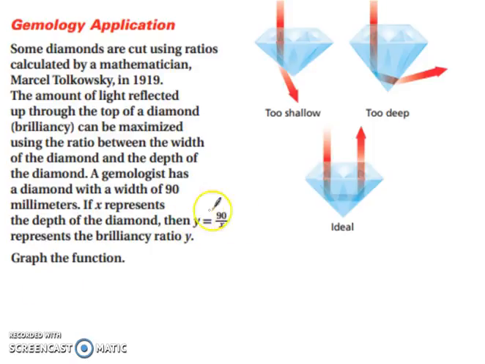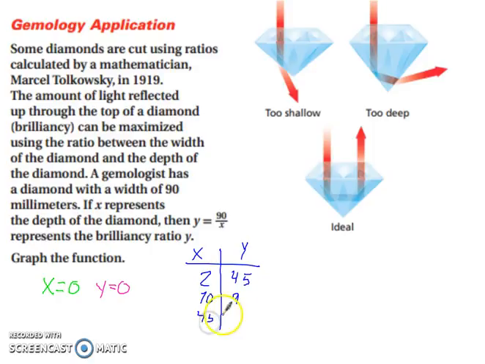So in this case, our vertical asymptote is going to be at x equals 0, and so is our horizontal asymptote, y equals 0. And now we can make our table of values. So we have x and y, and we can pick some numbers. So if we plug in 2, we get 45. If we plug in 10, we get 9. If we plug in 45, we get 2. And then we can simply plot these on a grid. Now we don't need to worry about negative values since we're dealing with a real world application and the negatives become obsolete. So take a moment and plot these on a grid.